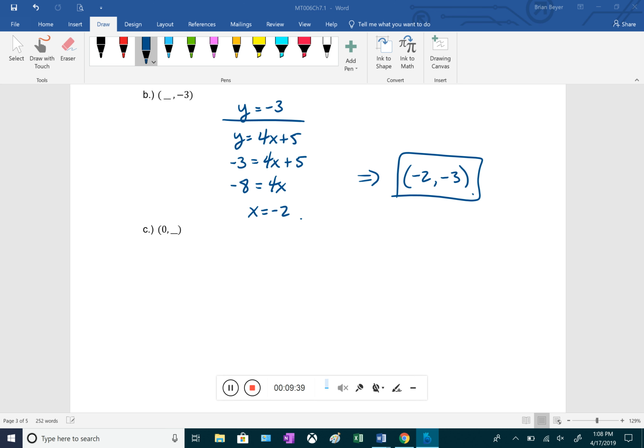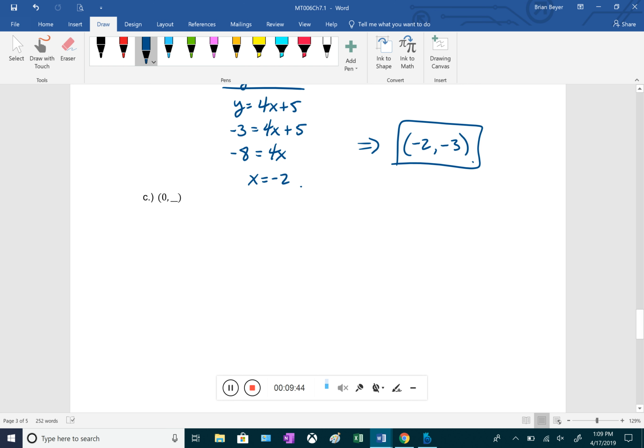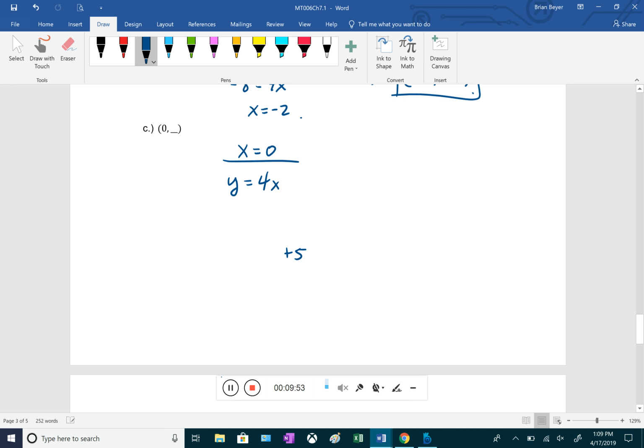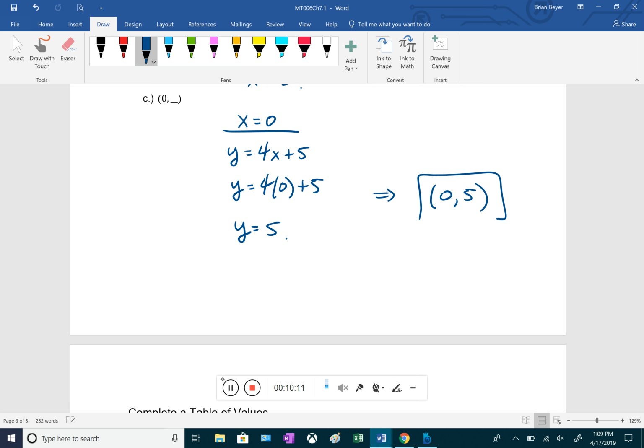Okay, and then for C here we have 0, blank. So once again, now we have x. We know that x equals 0 and we're looking for y. So using the same formula, y equals 4x plus 5. And plugging in x equals 0, we get 4 times 0 plus 5. 4 times 0 is 0, so 0 plus 5 is 5. So this gives us the ordered pair 0, 5.